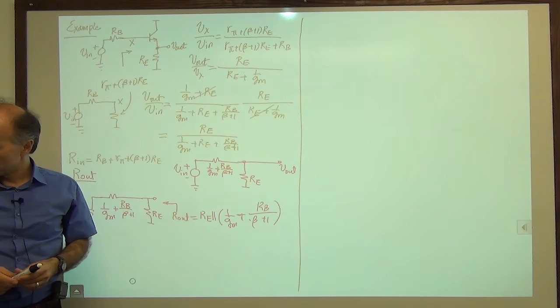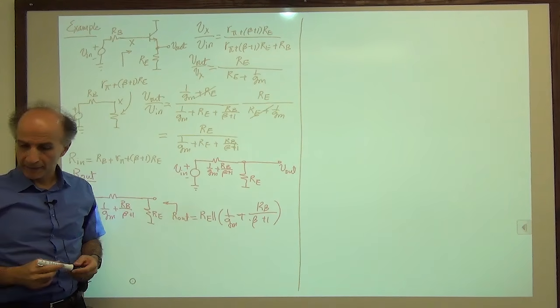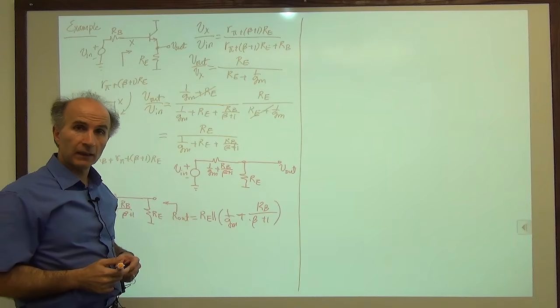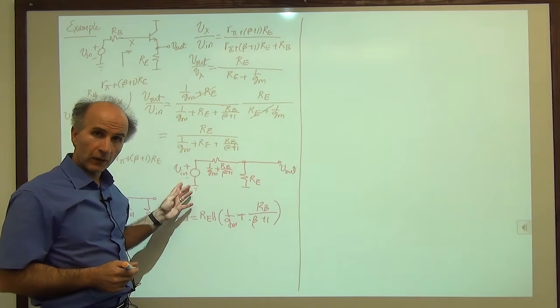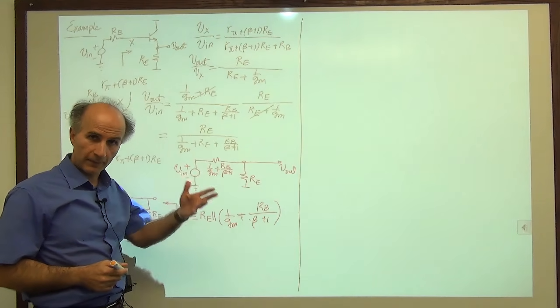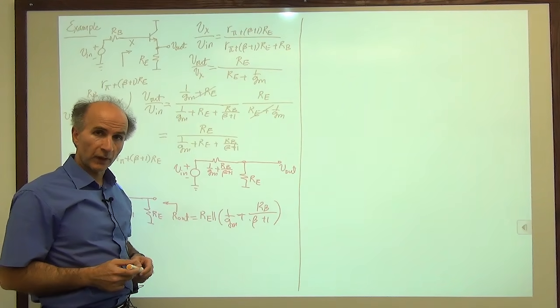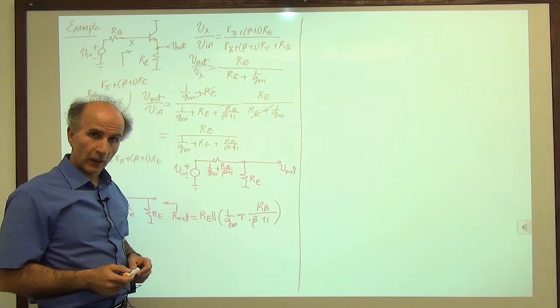Okay. All right. Our time is up. Next time we will take another look at the emitter follower, some of its other properties and its bias conditions, and then we move on to other interesting circuits. I will see you next time.